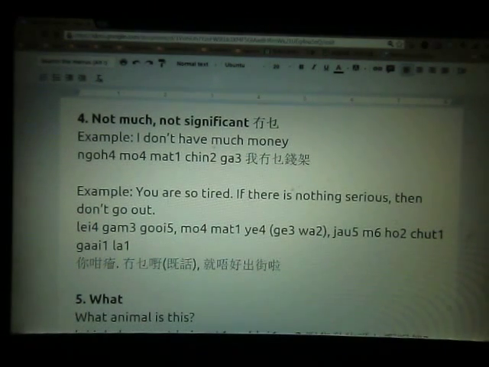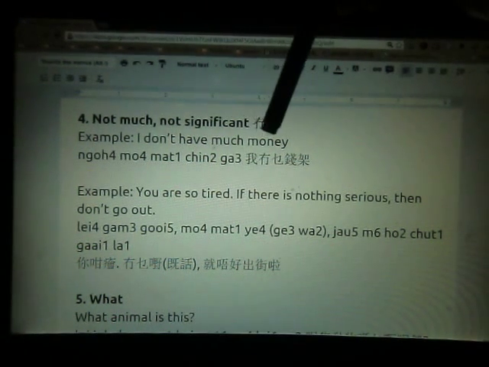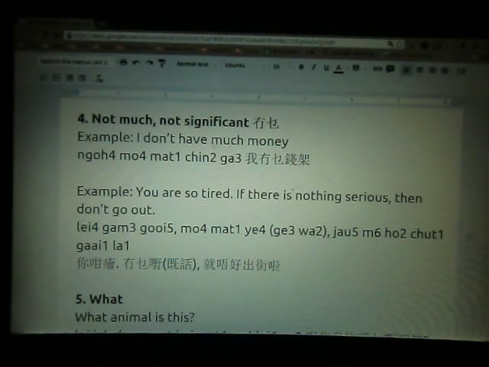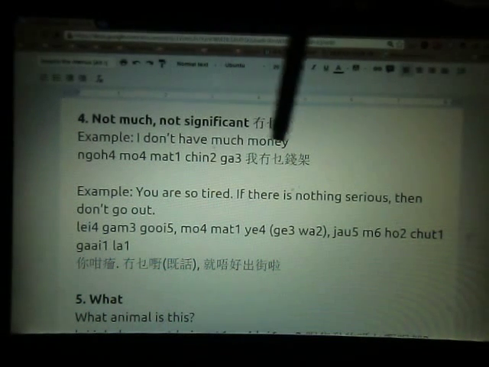And the fourth meaning of 乜, it can also be used to mean not much. But then we need to add another word, 冇. 冇 means having nothing. 冇乜 actually does not mean nothing. 冇乜 means have not much. So 冇乜, have not much. So for example, I don't have much money.